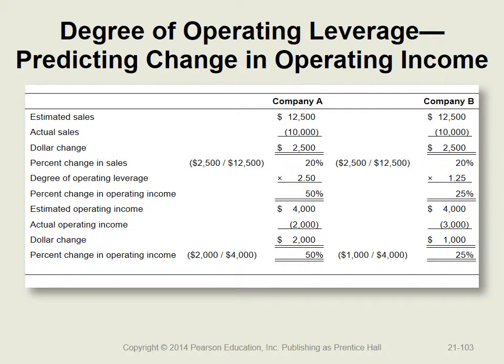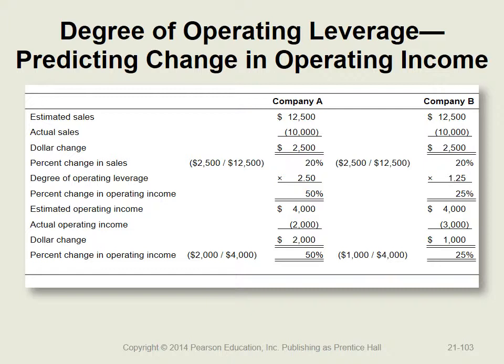We can check these results by comparing the estimated net operating income and the actual net operating income and calculating the percent decrease. As you can see, we obtain the same result as using the degree of operating leverage. Notice that Company A had higher fixed costs and therefore had a greater decrease in profits when sales decreased. Higher fixed costs create greater risk for the company.